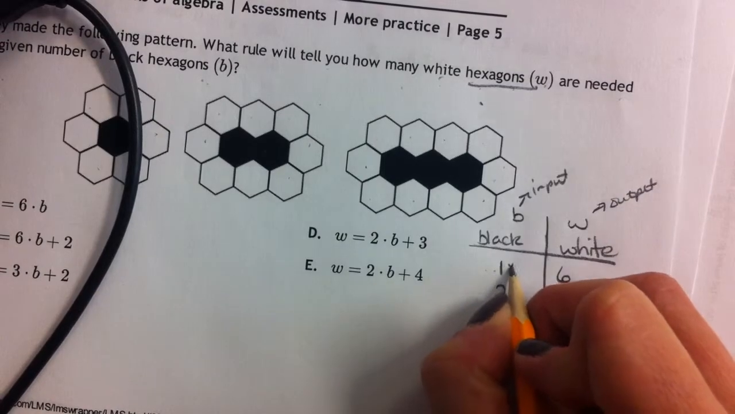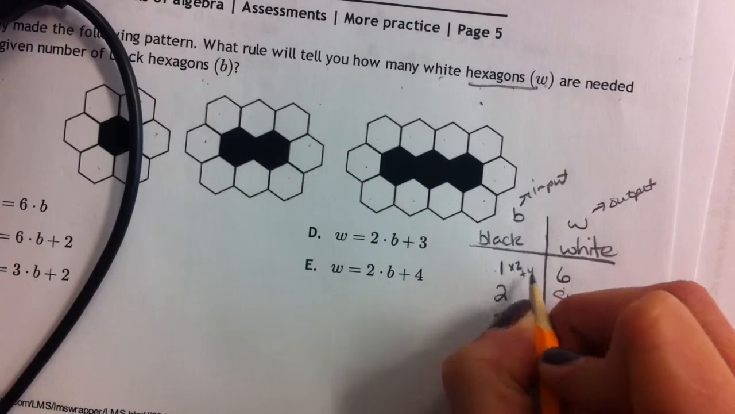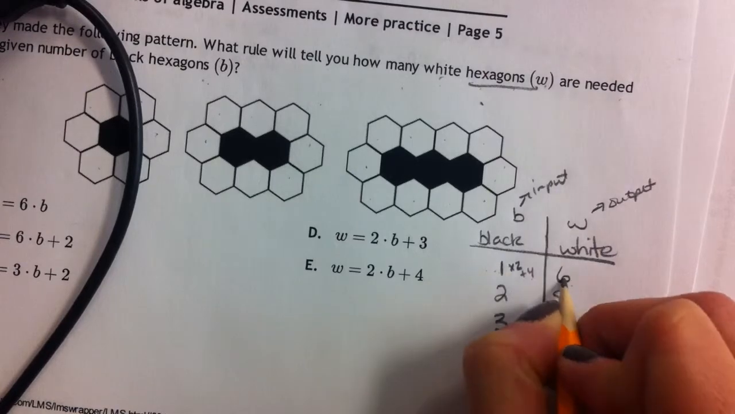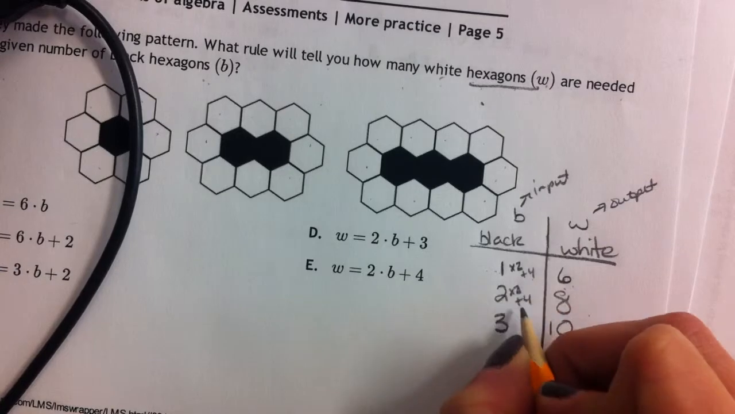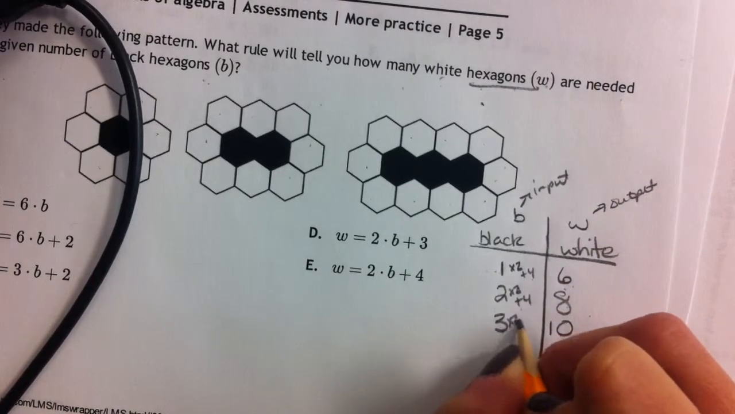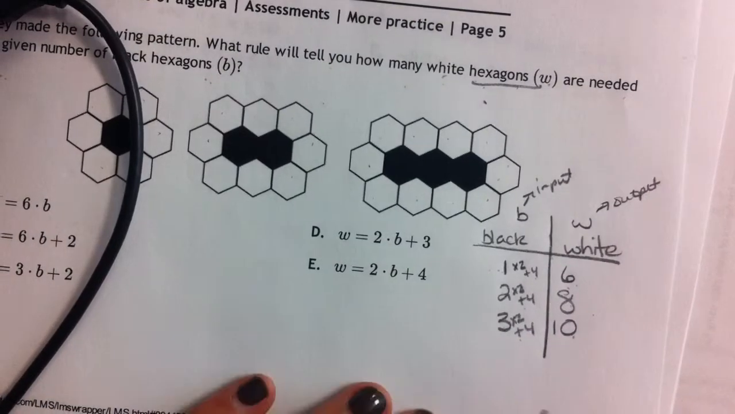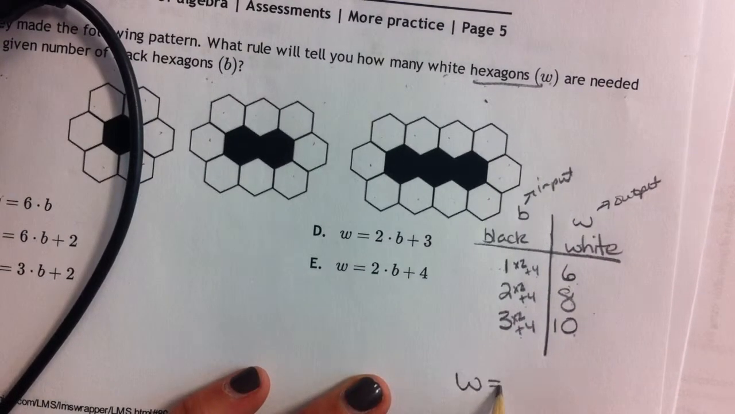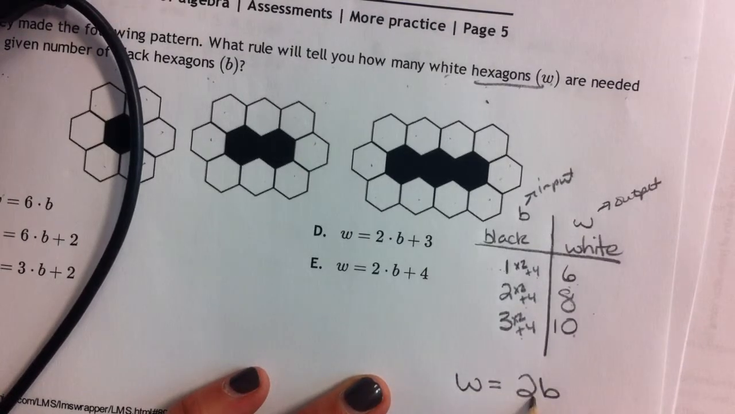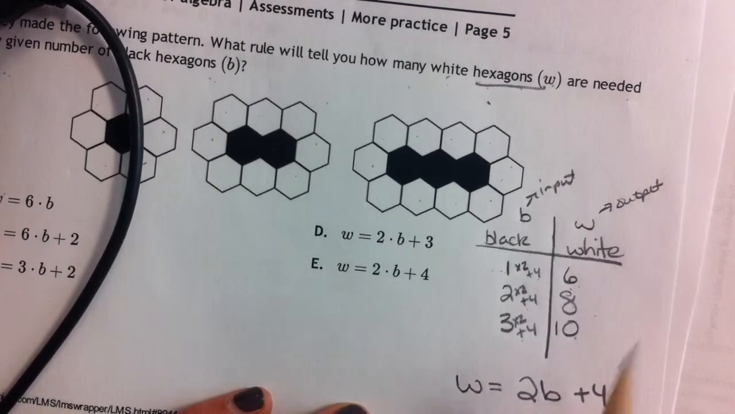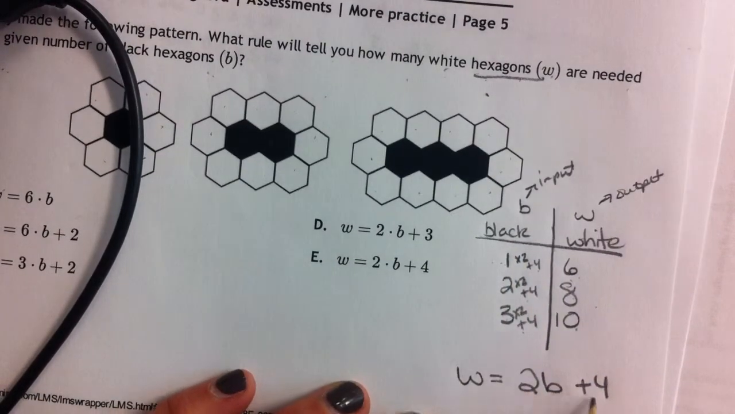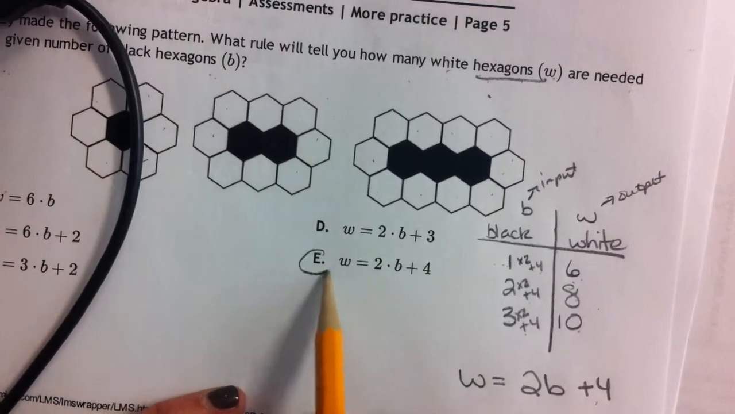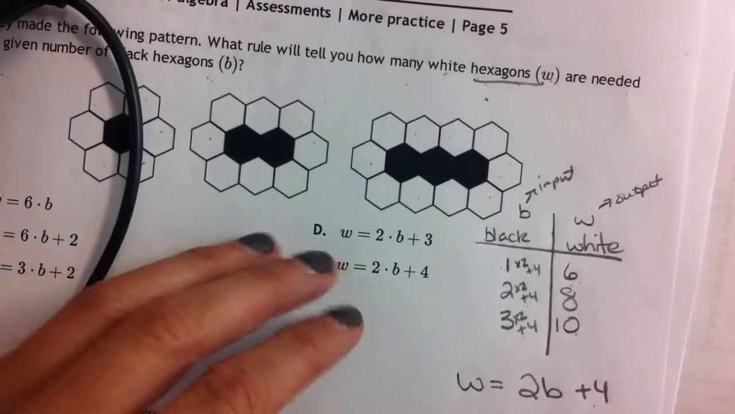Okay, so you should have come up with, we can multiply it by 2 and then add 4. 1 times 2 is 2, plus 4 is 6. 2 times 2 is 4, plus 4 is 8. 3 times 2 is 6, 6 plus 4 is 10. So every time, to get the white, we take the black number, multiply it by 2, and then add 4. So you get W is equal to 2B plus 4.